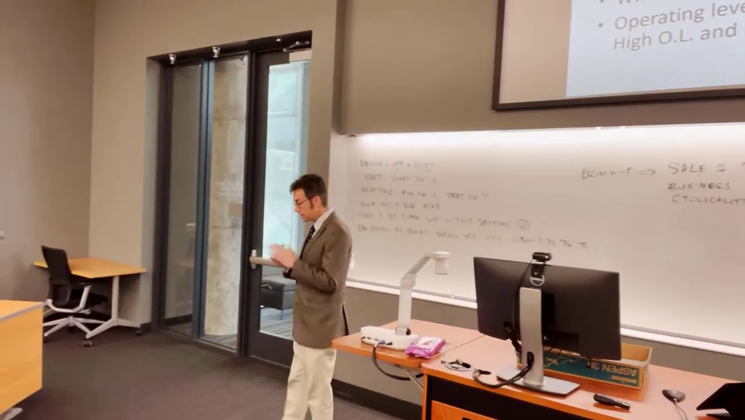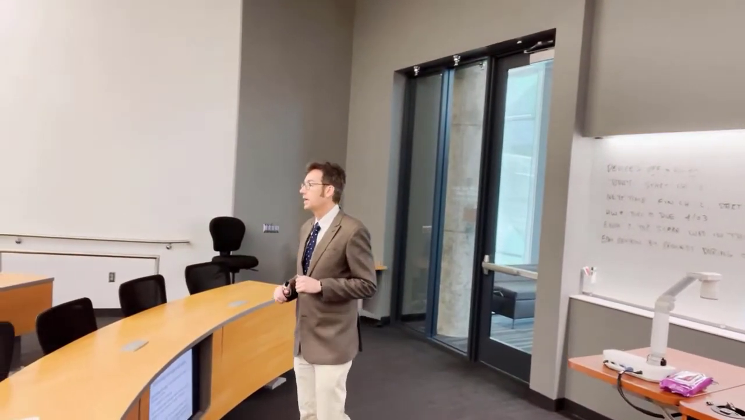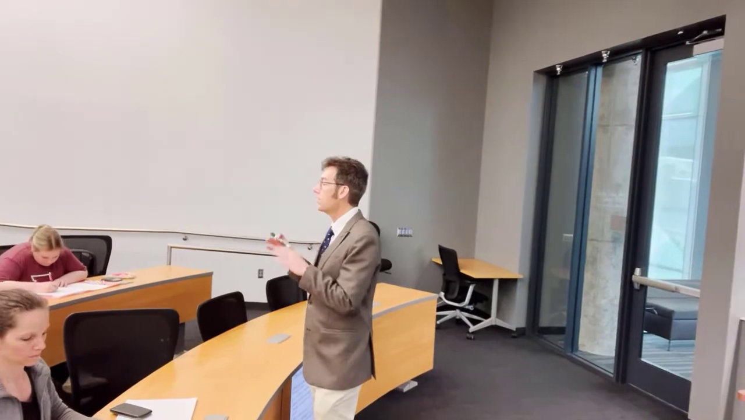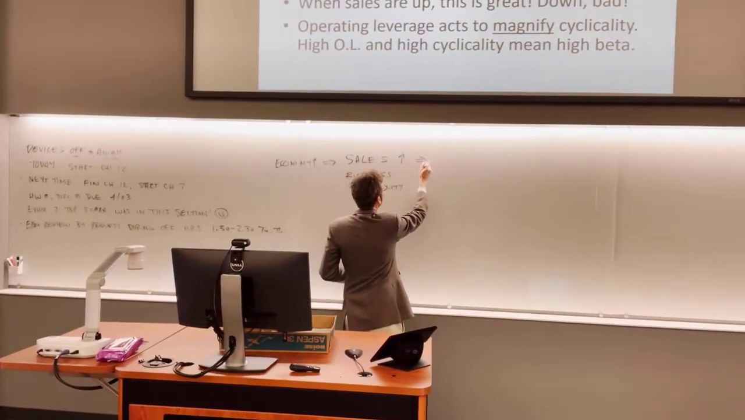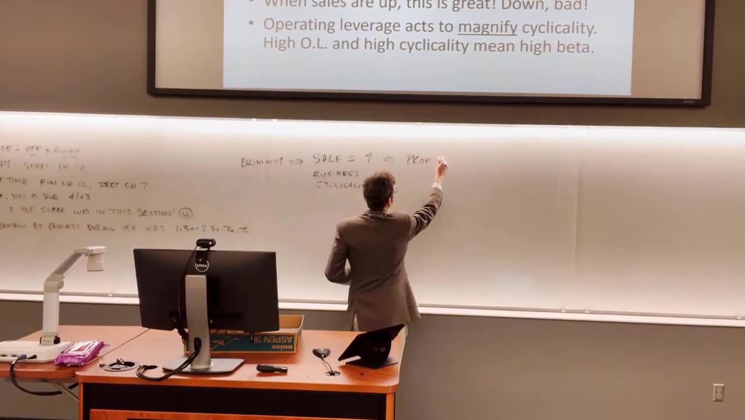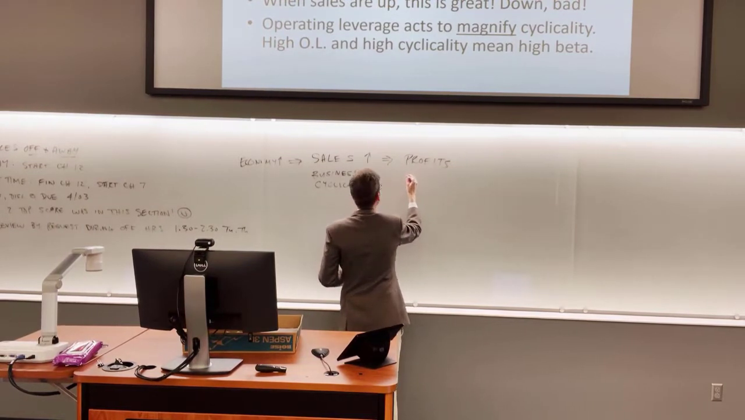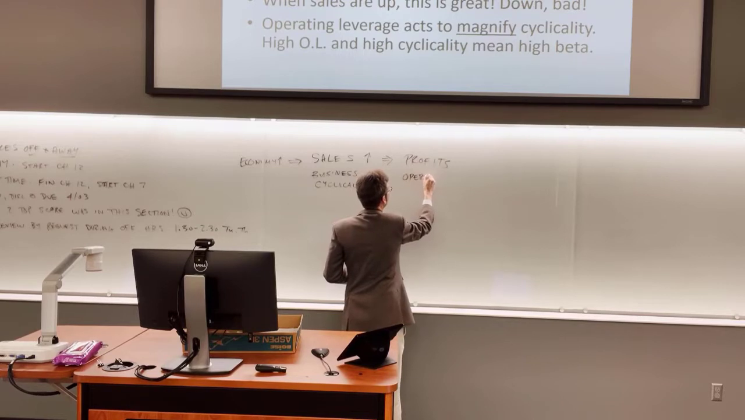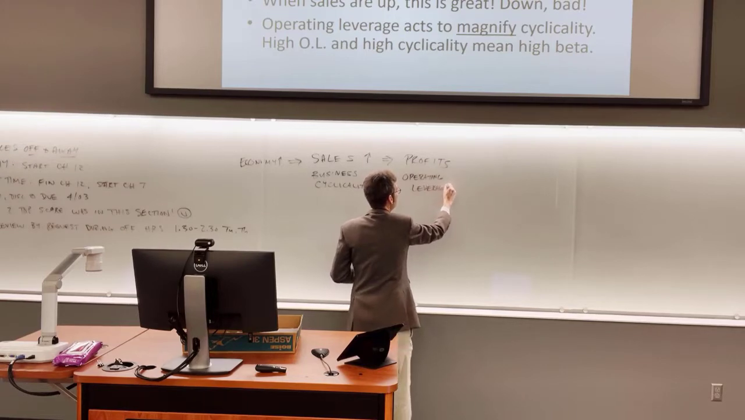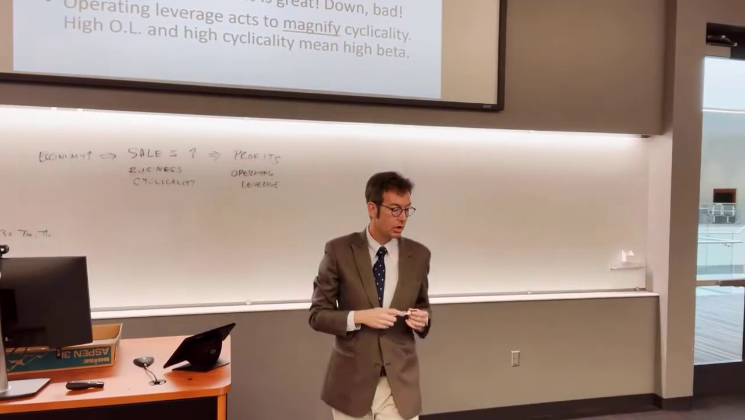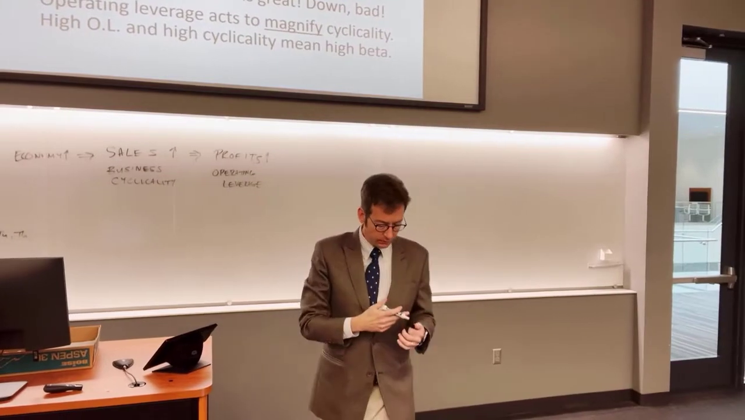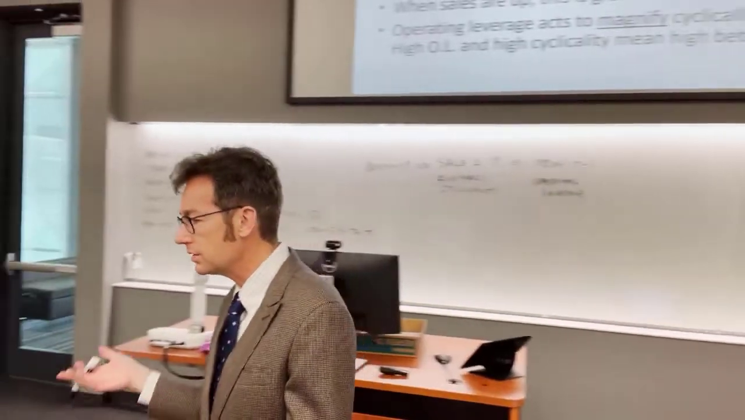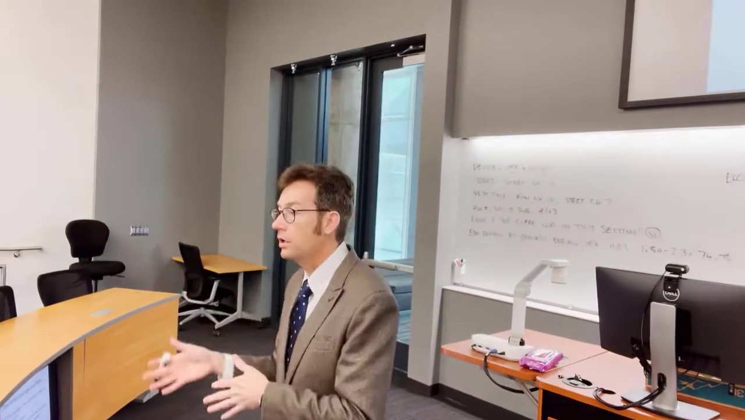So we've already discussed how the economy impacts sales. And the next thing we're going to look at is how do sales impact profits? The relationship between the change in sales and the change in profits is called operating leverage. Now, our book defines it as the percent change in EBIT. What's EBIT stand for? Earnings before interest and taxes.